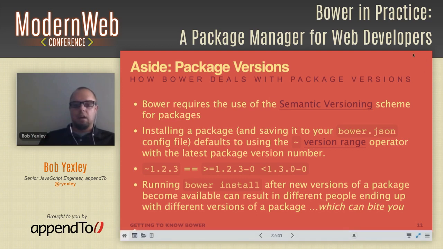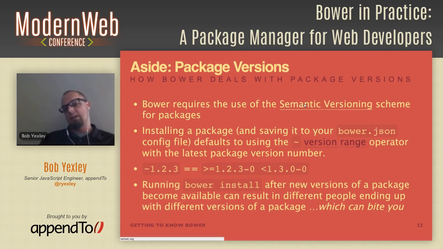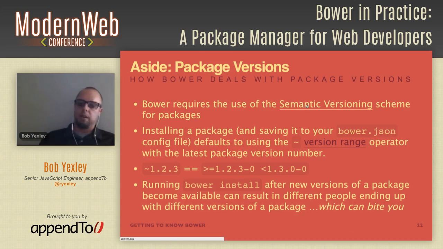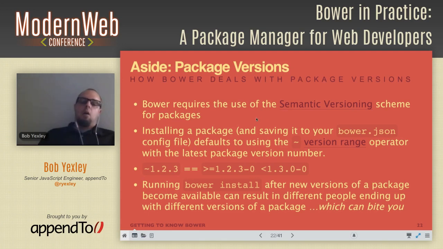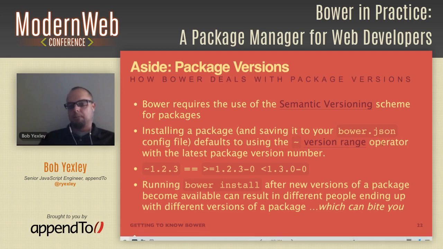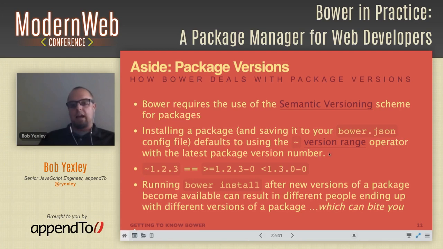If you come back and look at the slide deck later, this is a link to it. If you don't understand semantic versioning, the website at this link will tell you everything you want to know about semantic versioning. When you install a package with Bower and save it to your bower.json file, it defaults to using the tilde version range operator with the latest package version number.